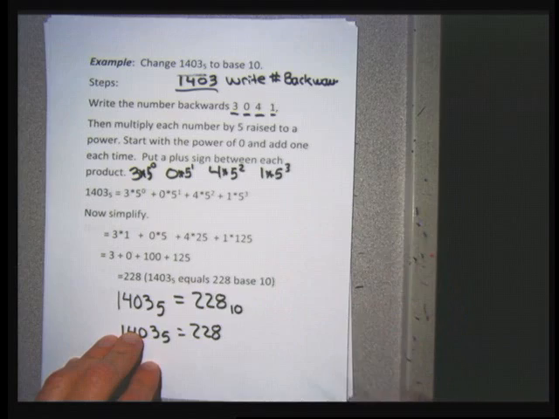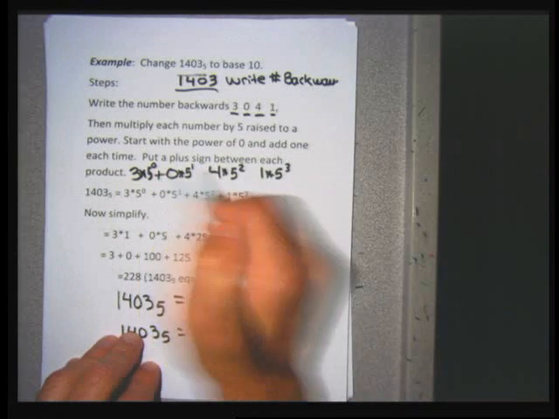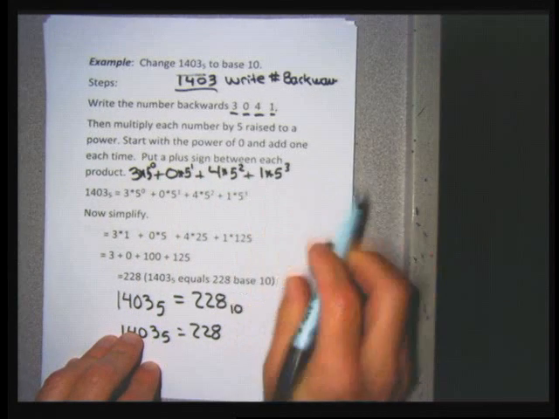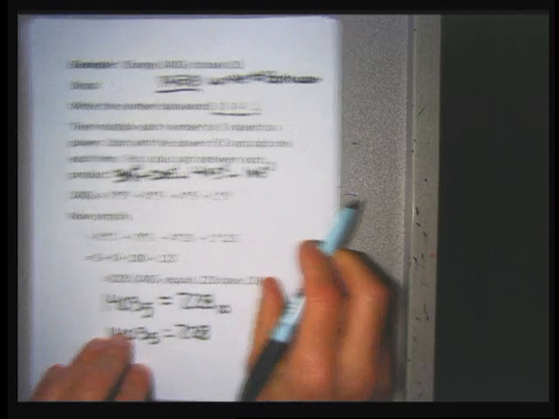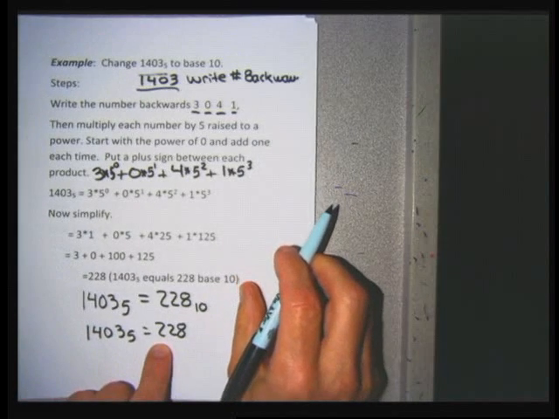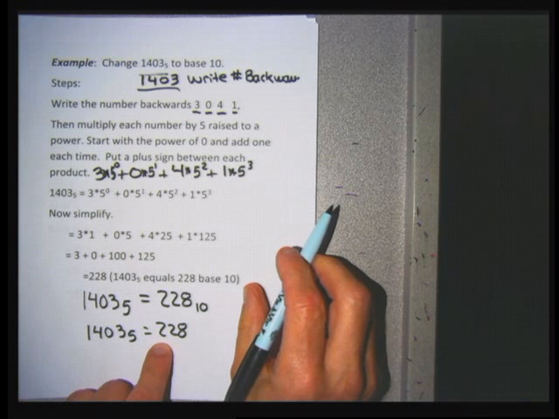I also need plus signs between each one of these. So plus, plus, plus. That's how I'm going to do the computation to figure out that 1403 base 5 is equal to 228.